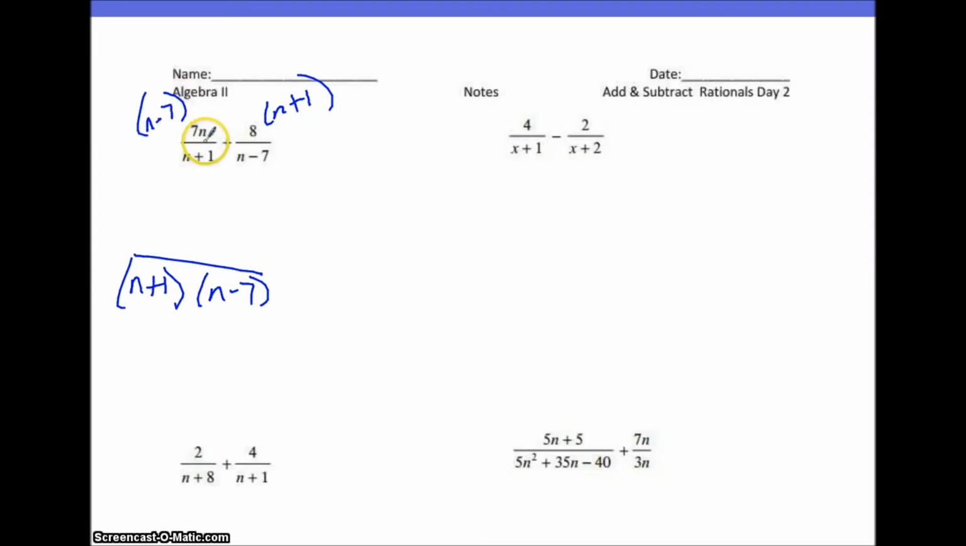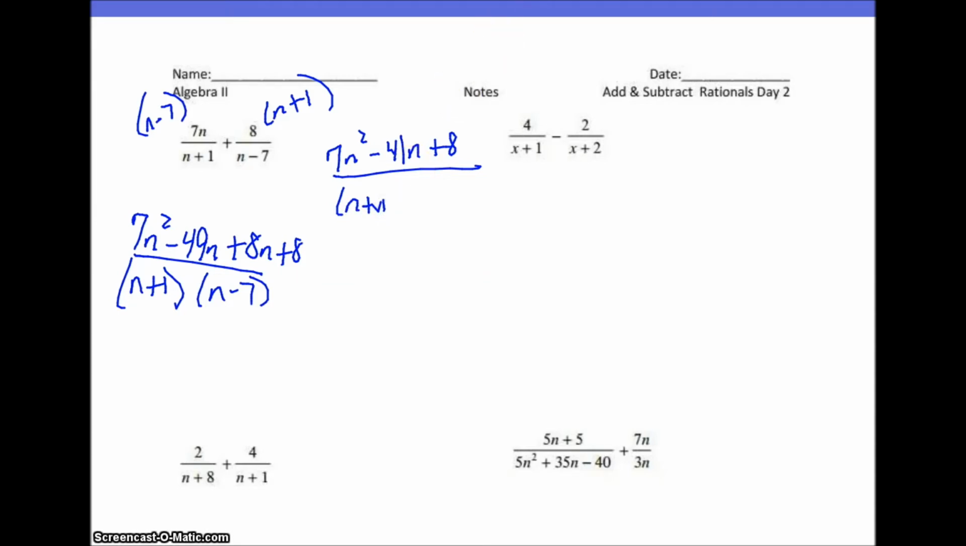So n minus 7 times 7n is going to give you 7n squared minus 49n. 8 times n plus 1 is going to be plus 8n plus 8. So this becomes 7n squared minus 49 plus 8 is going to be minus 41n plus 8 all over n plus 1. Sorry, let me rewrite that. n plus 1 and n minus 7.